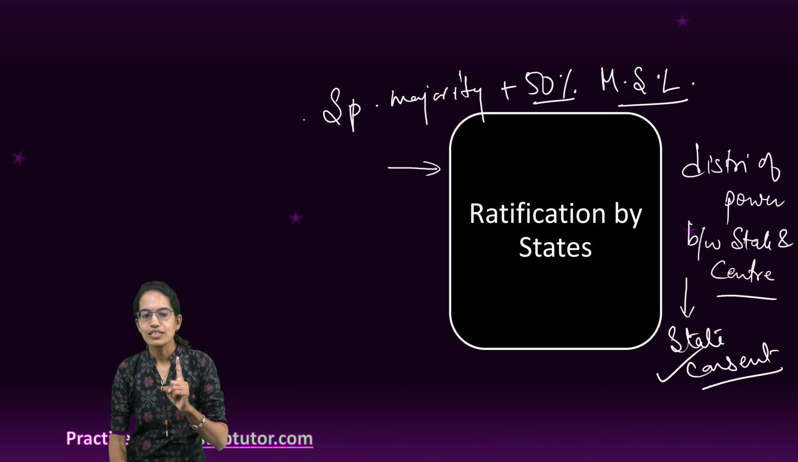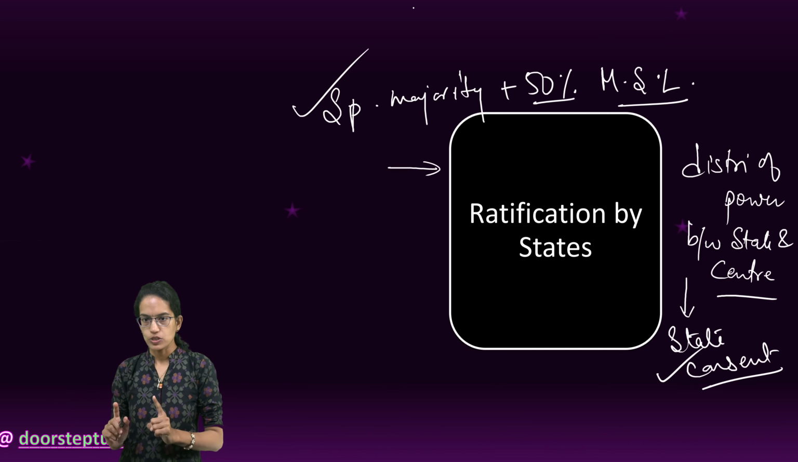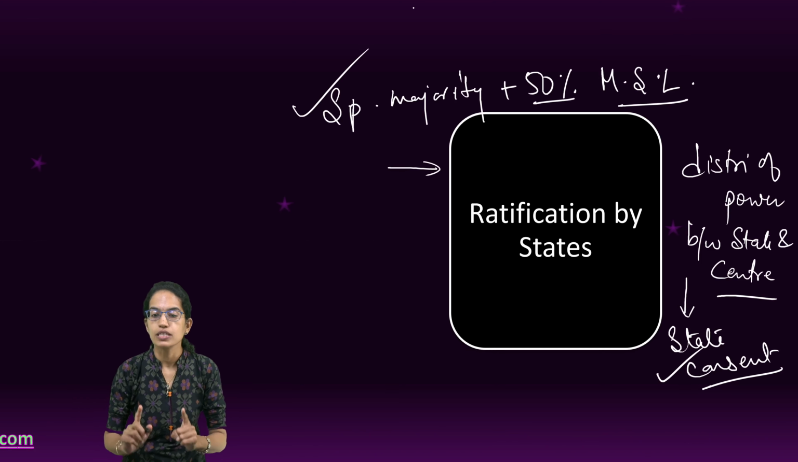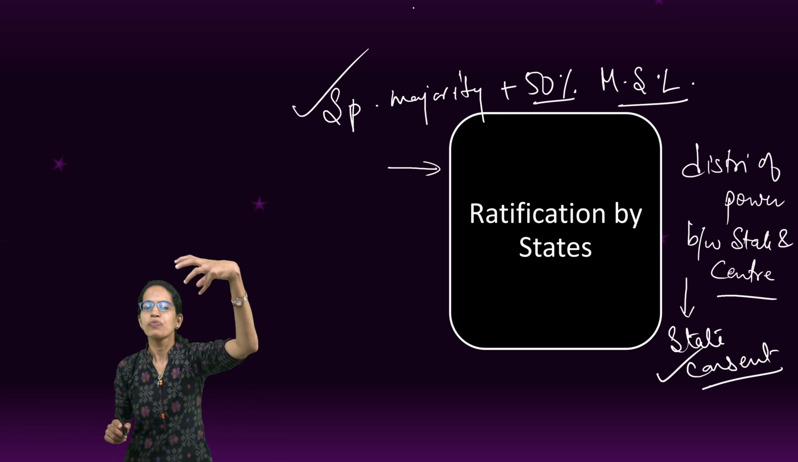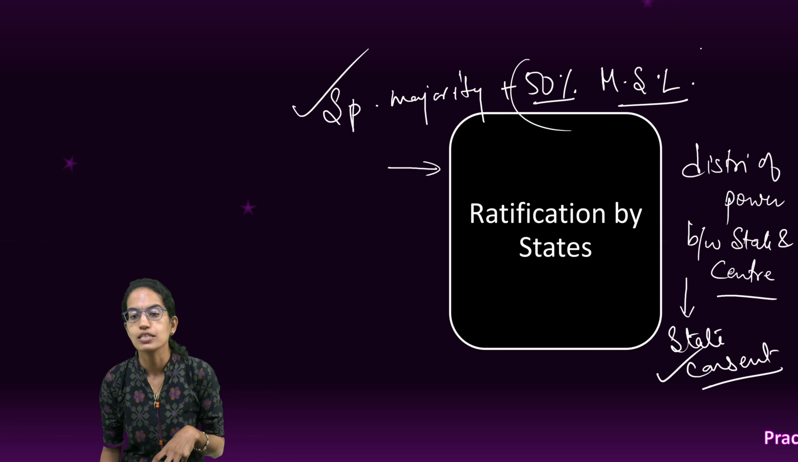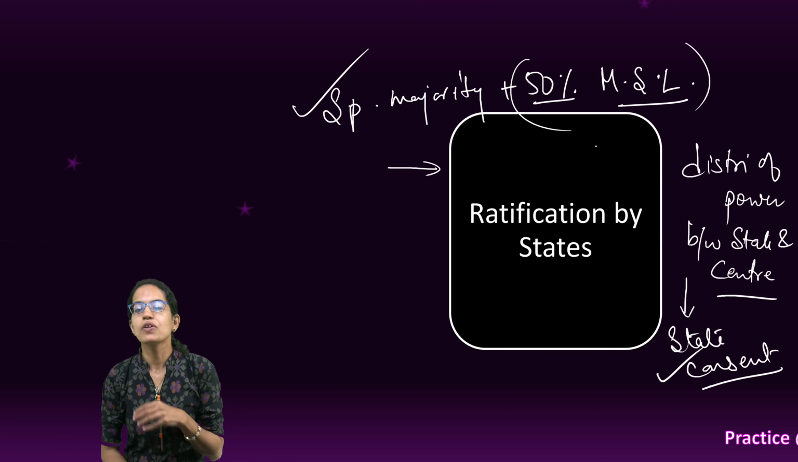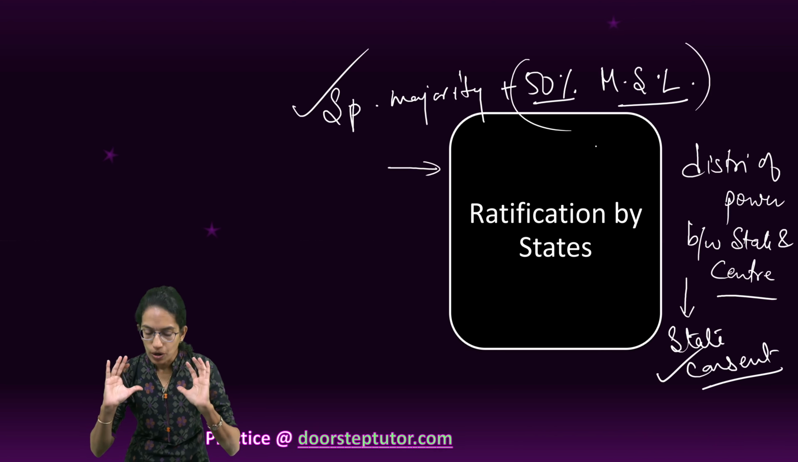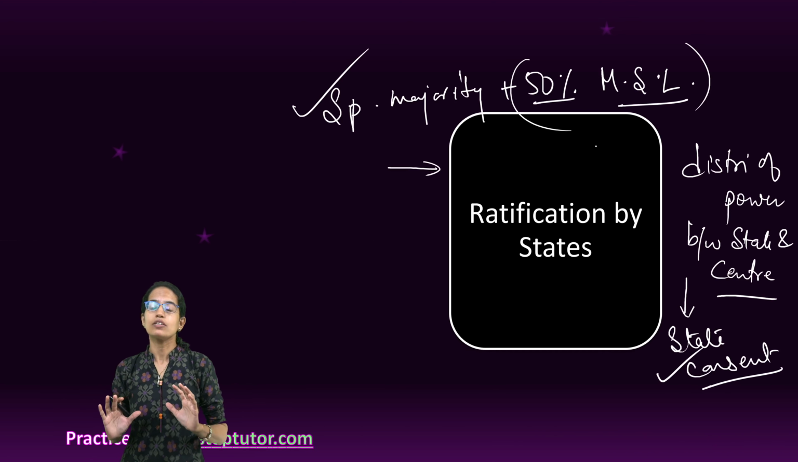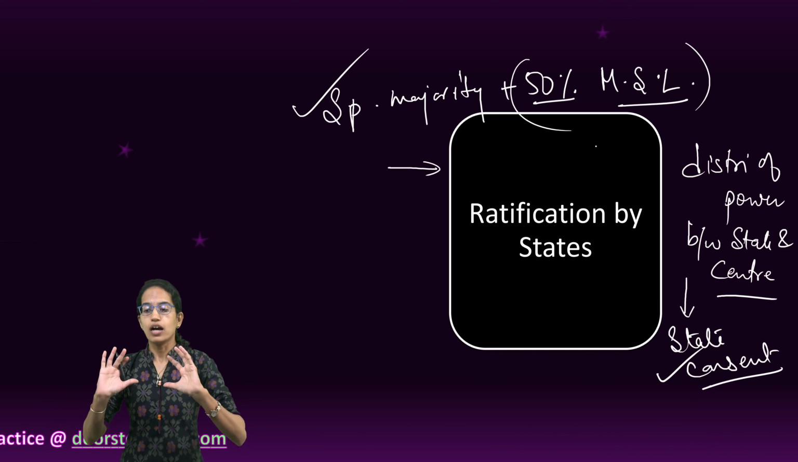And therefore, this is a special case of special majority where, along with the two criteria of special majority, there is a third criterion which says 50% of the members of state legislature must vote for it. And this applies mainly in accordance with the federal structure of the country, the distribution of power between the state and the center, where the consent of the state is important.